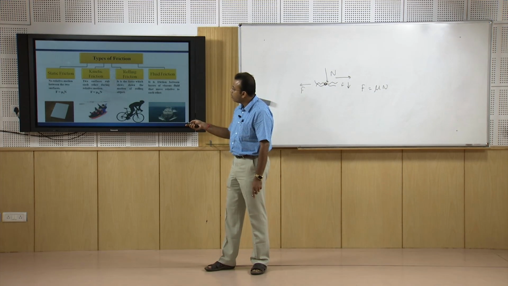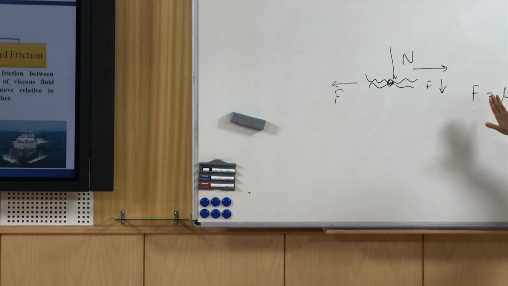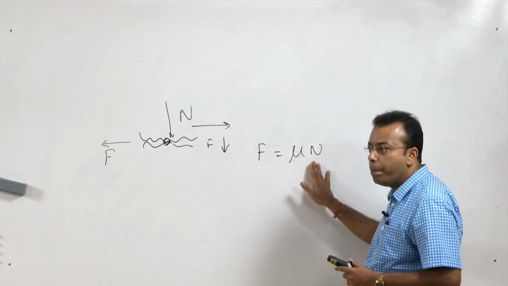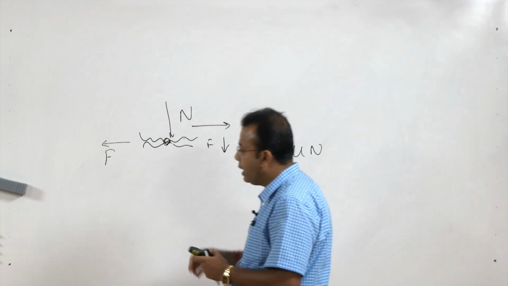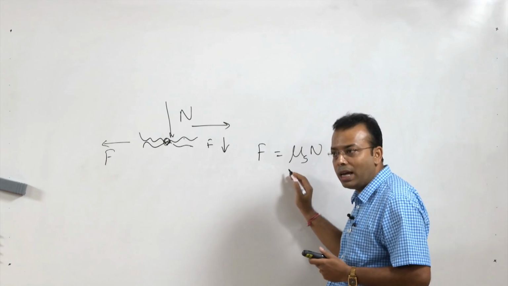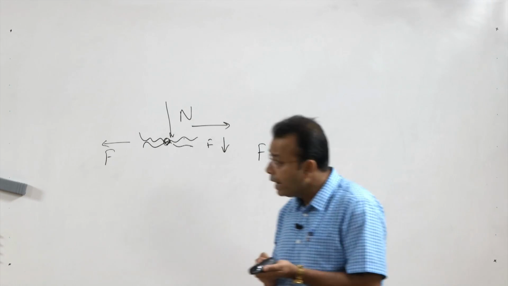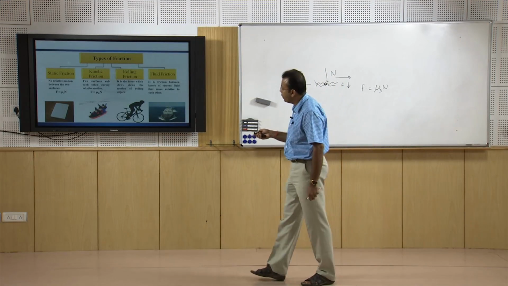That means there is no relative motion between these two surfaces. In that particular case, the relation will be the normal relation we explained earlier, that is F equal to mu into N. Here mu will be known as mu s, which is the coefficient of friction in static. Next, the second one is called kinetic friction.